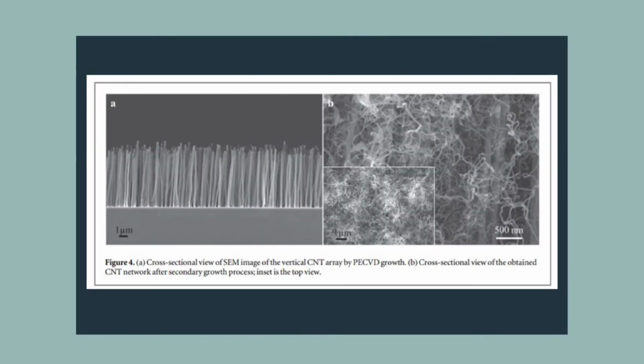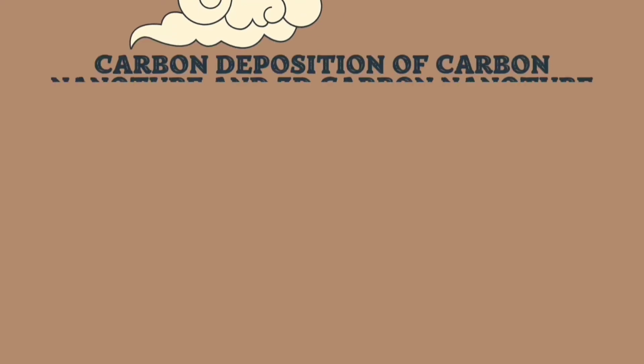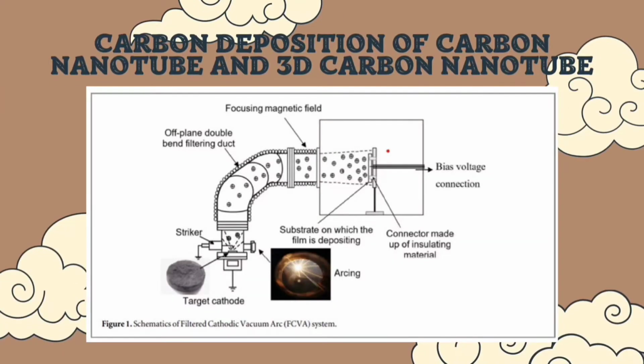Figures A and B show the first growing vertically aligned CNT film by PECVD on a silicon substrate, as explained, and the 3D CNT sample, respectively. Next, carbon deposition on carbon nanotubes and 3D carbon nanotubes.